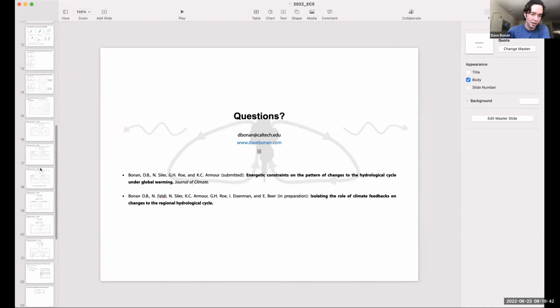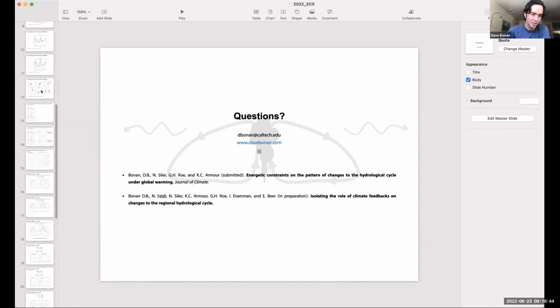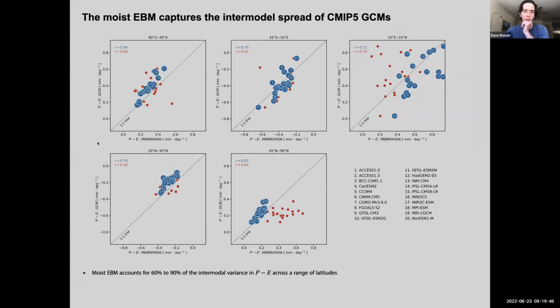Yeah, sorry, I kind of glossed over that. It's actually just showing the GCM's averaged P minus E response on the y-axis, and then the energy balance model or Held and Soden on the x-axis. And this is just the one-to-one line. Each of these are just different regions. All of them are different models. Red is the Held and Soden, blue is the energy balance model. And then I've just calculated the correlation coefficient here. So it's just showing the skill of the energy balance model relative to Held and Soden's own scaling.